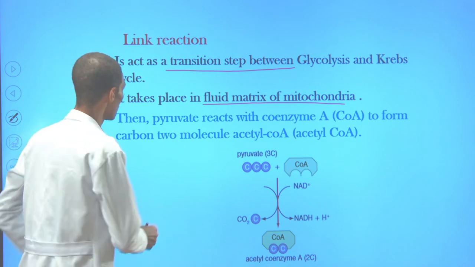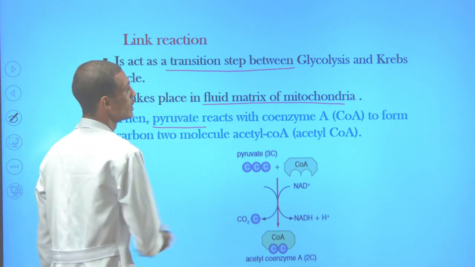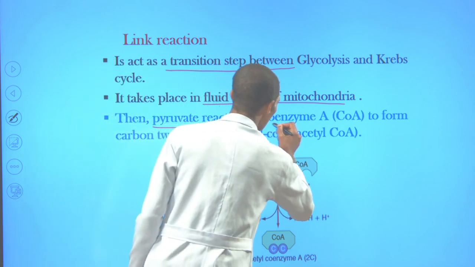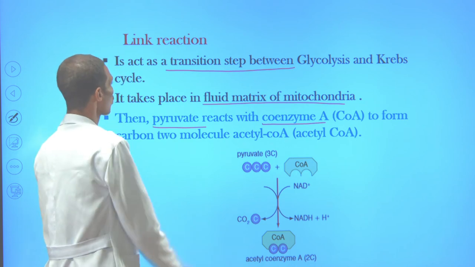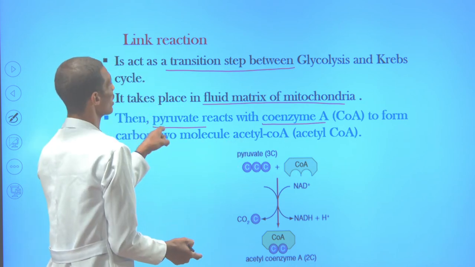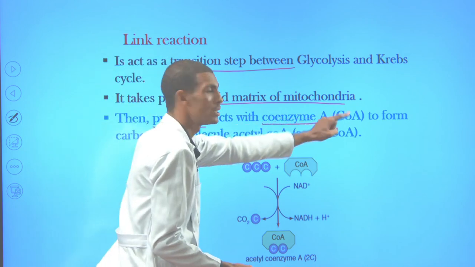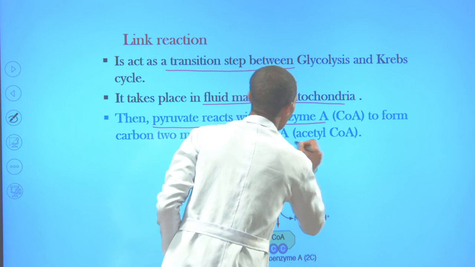In this step, the product of glycolysis, which is pyruvate, reacts with another coenzyme found in vitamins, to form another carbon 2 molecule. A carbon 3 molecule binds with coenzyme A to form another carbon 2 molecule called acetyl CoA.